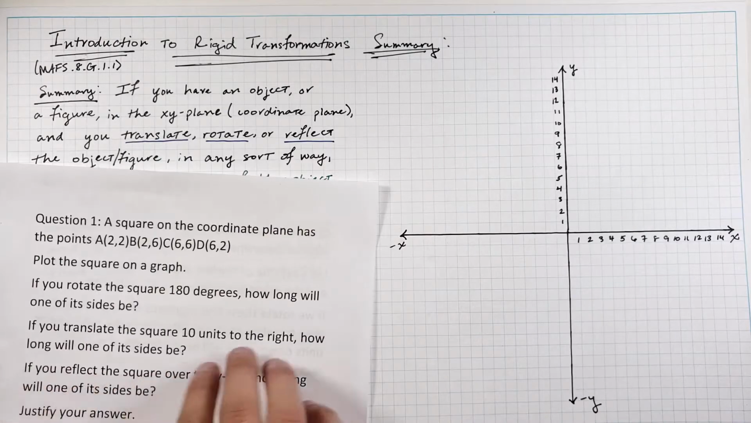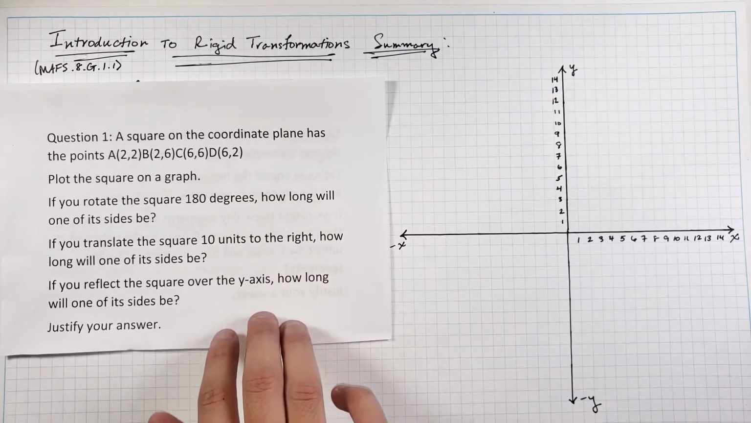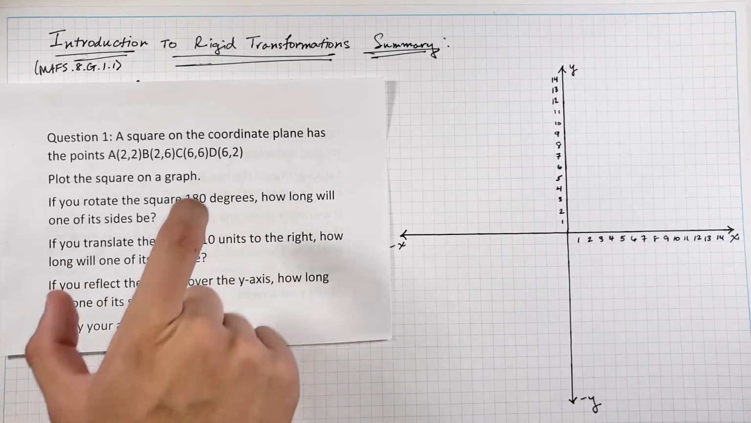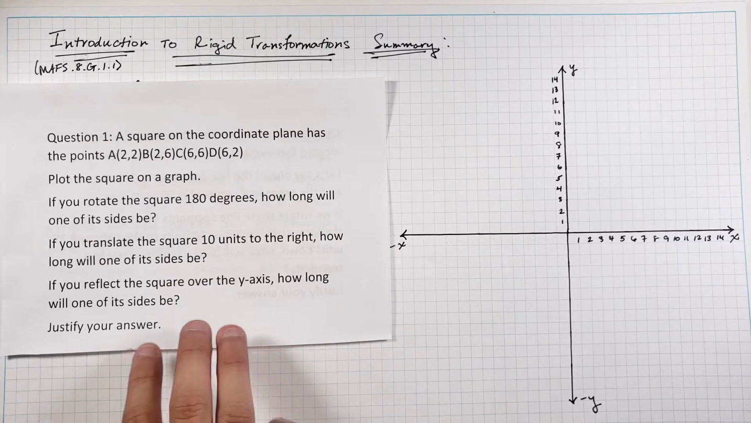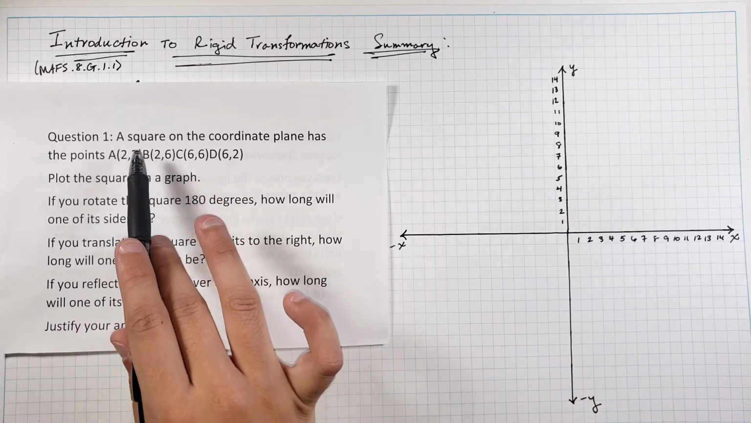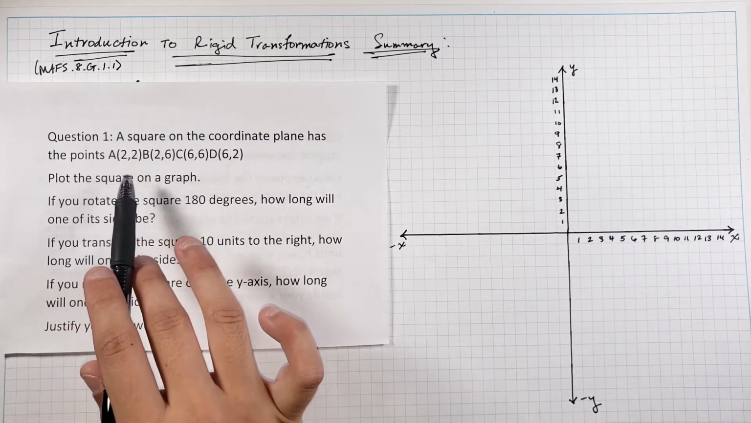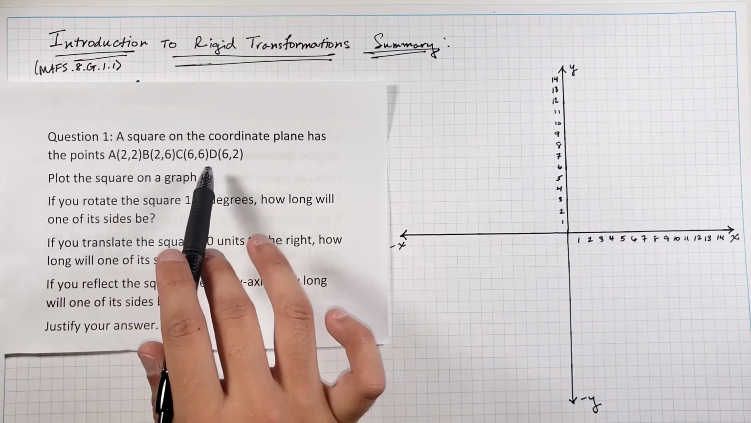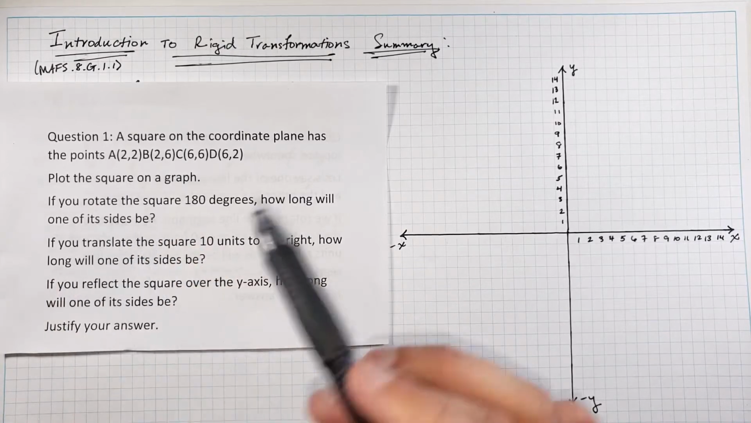So at first glance, this looks a little long, but if you dive into it a little deeper, then you can see that it's more conceptual than it is tricky. So let's go ahead and read it. It says, a square on the coordinate plane has the points A (2, 2), B (2, 6), C (6, 6), D (6, 2). Plot the square on the graph. Okay, we're going to go step by step.